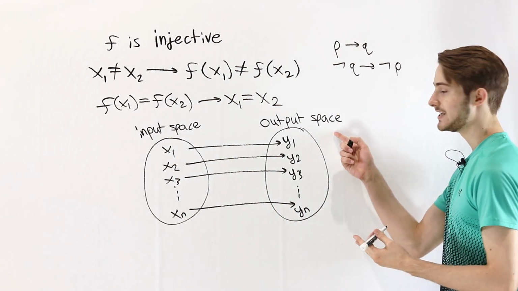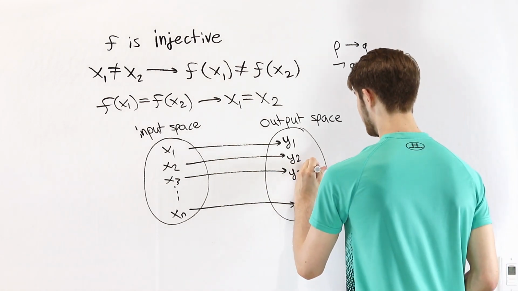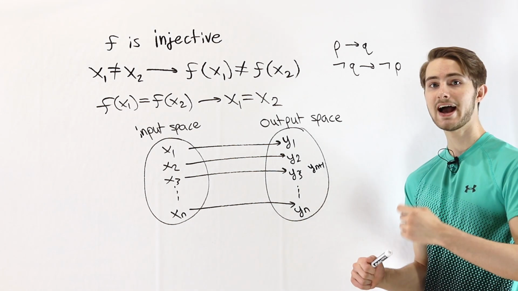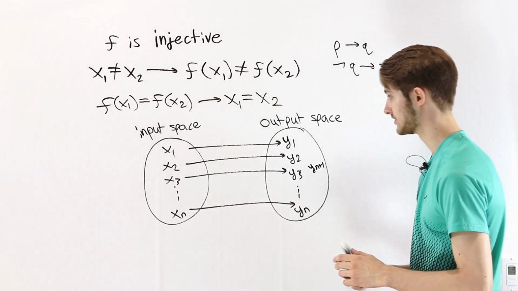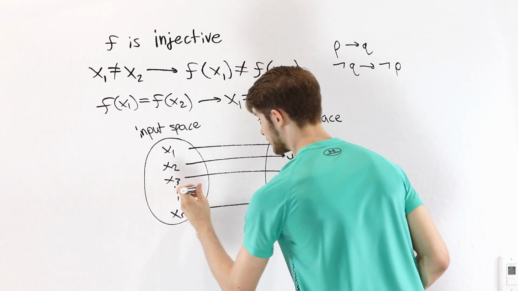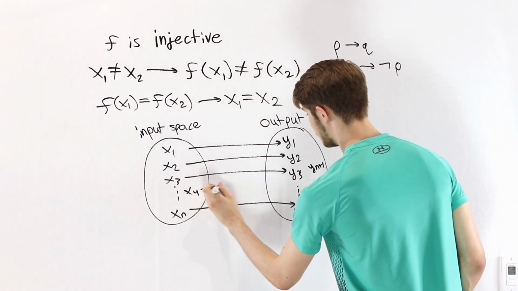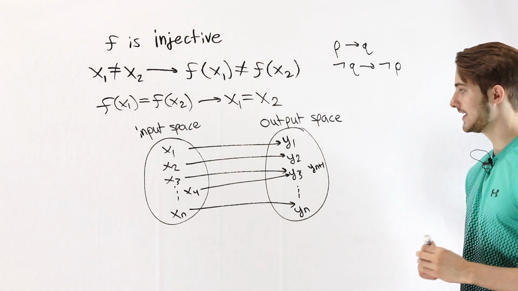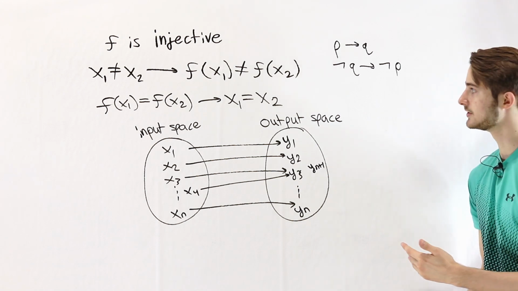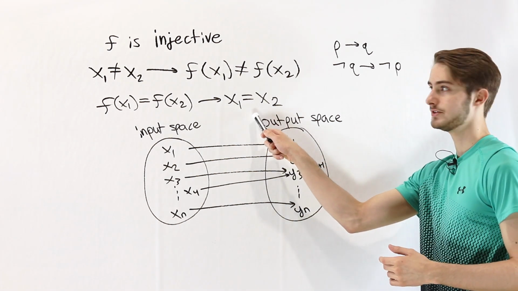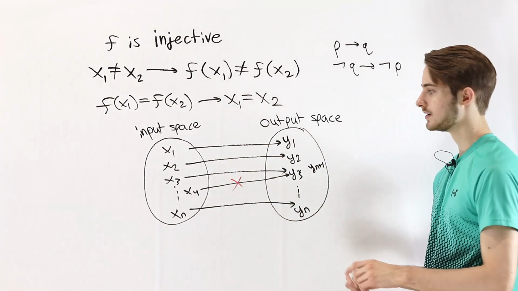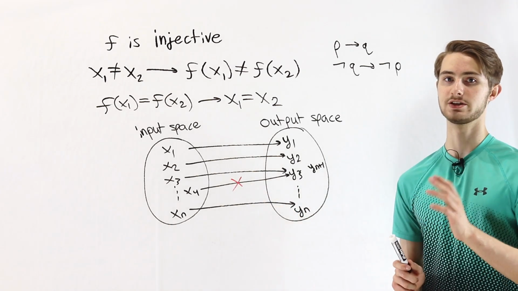Now, there could be values in the output space in our codomain that don't have an input to give that output. However, we know that every output has at most one input that goes to that output. The reason for that is, say that we had two different values, say x4 is another input, and that is also mapped to y3. Notice what happens in that case is f of x3 equals f of x4 because they have the same output. But x3 is not equal to x4. So by definition, this function is not injective. So this is not possible for an injective function.